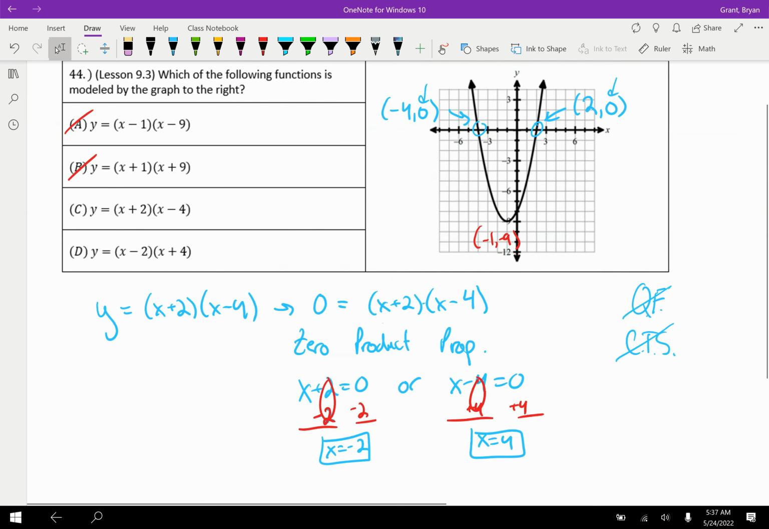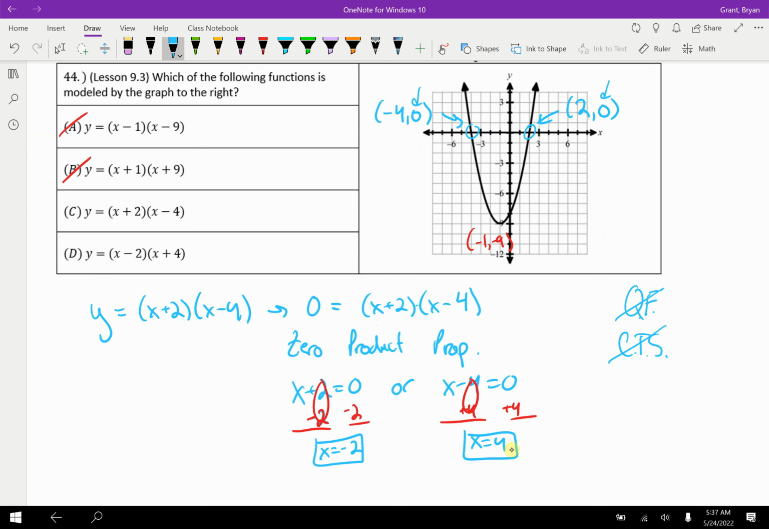If we look at that, do those x-intercepts match? Well, no, x equals 4 is over here, x equals -2 is over there. So this tells us that C is also out. I'm pretty confident it's D. Now, to prove that it's D, I'm going to do a little bit of extra work, just to remind you of how we find all the pieces of this parabola in case this problem's a little bit harder on your test.